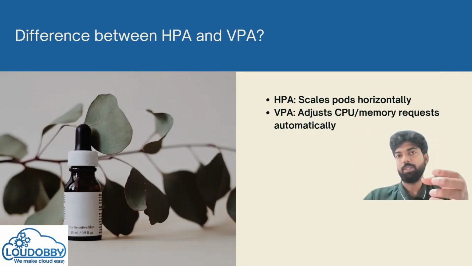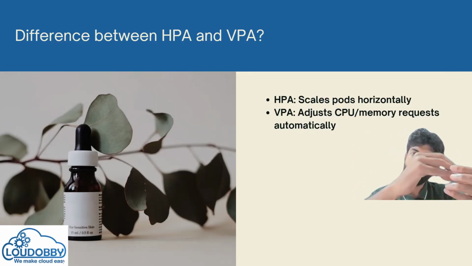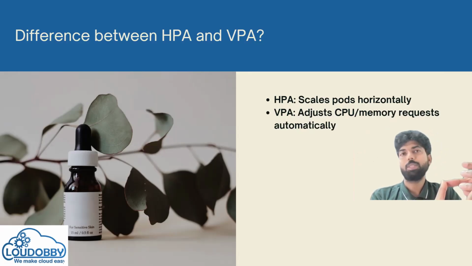It will create another identical one, horizontally. Vertical is for this particular pod only, you are increasing the CPU and memory and giving it more resources. That is ideal for VMware and virtual servers. But at pod level, HPA is the concept. Still, if they ask for the difference, you can tell that.